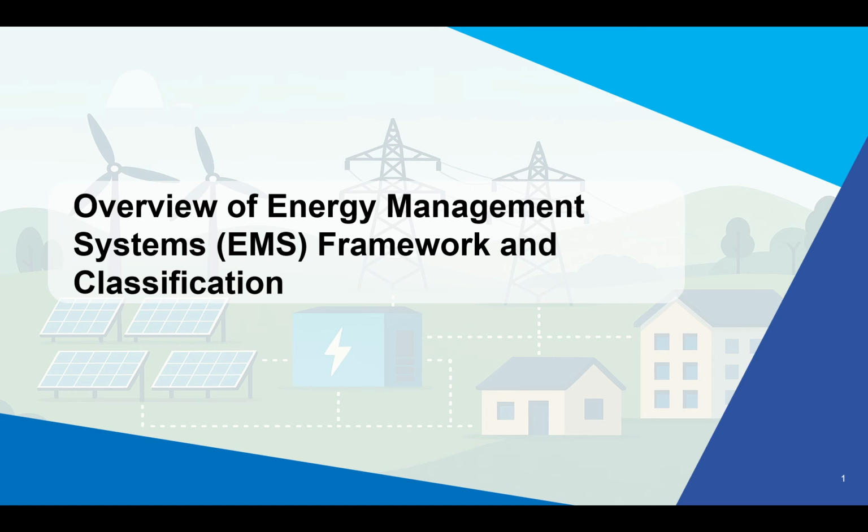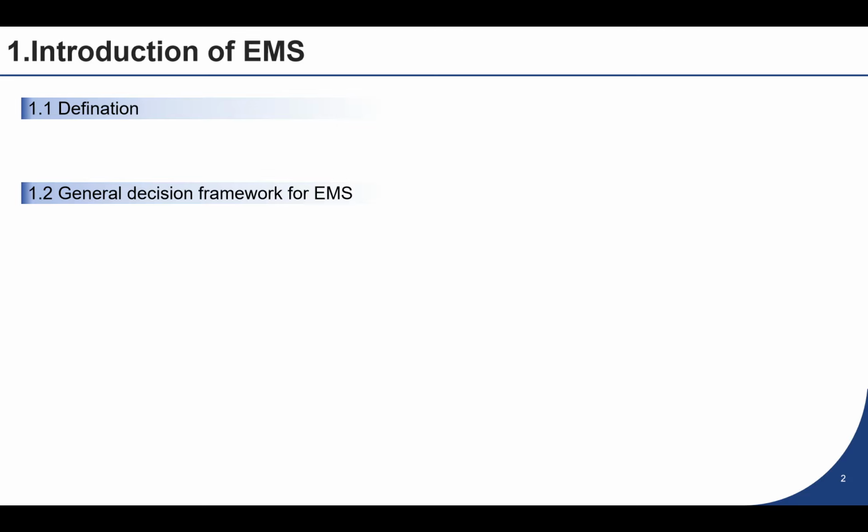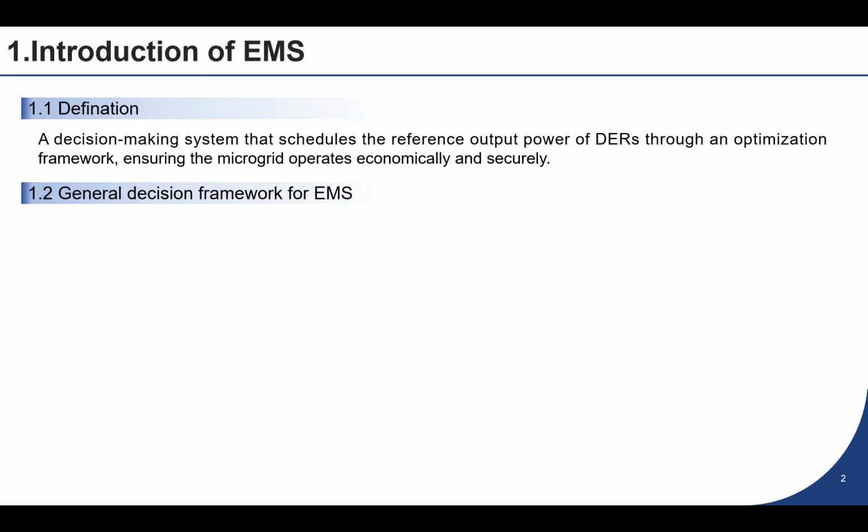Hello everyone. This lecture provides a systematic overview of energy management systems, covering their fundamental framework and the major classification perspectives. Some key challenges and future research trends will also be discussed at the end of this lecture. An EMS is essentially a decision-making system that schedules the reference output power of distributed energy resources through an optimization framework. Its goal is to ensure that the microgrid operates both economically and securely.